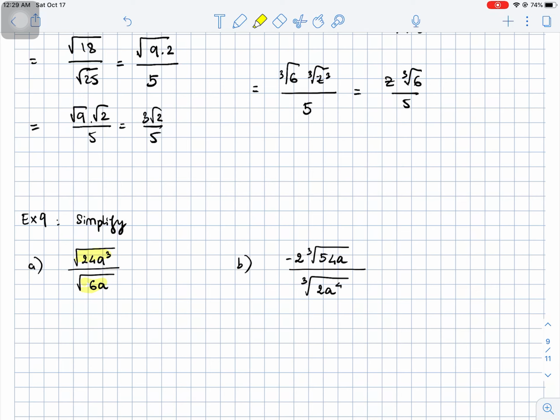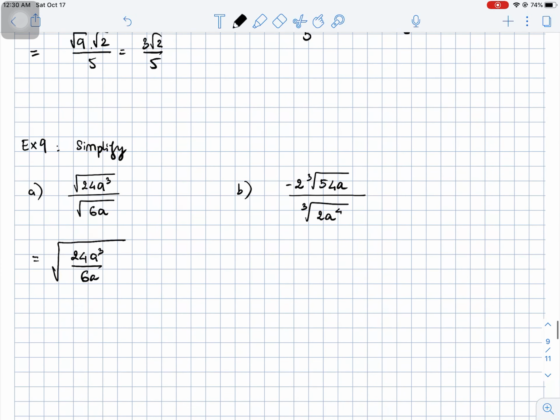Example 9. Example 9 is kind of opposite of example number 8. The reason is that you see top and bottom. If you want, you can simplify the top by itself, simplify the bottom by itself, and then look and cancel top and bottom. However, we won't do it that way because it will take us longer. But actually, if you do it that way, you will get the same thing.